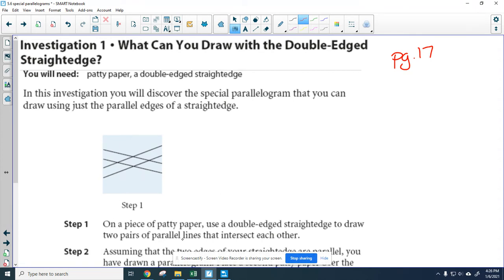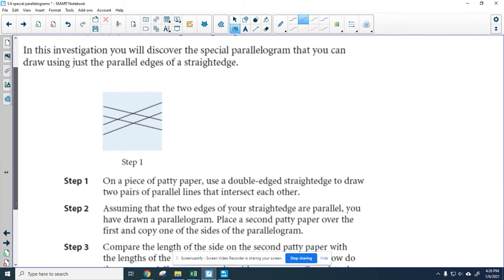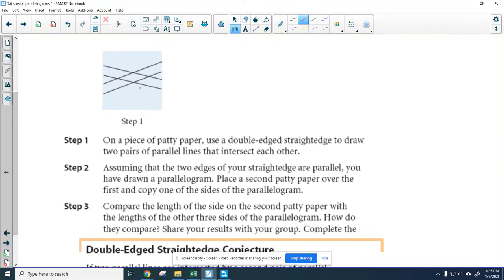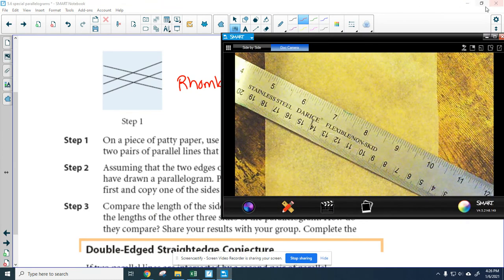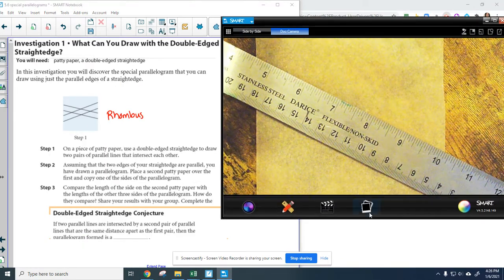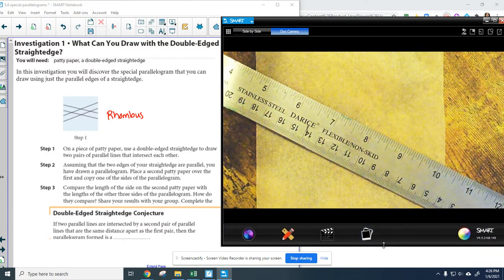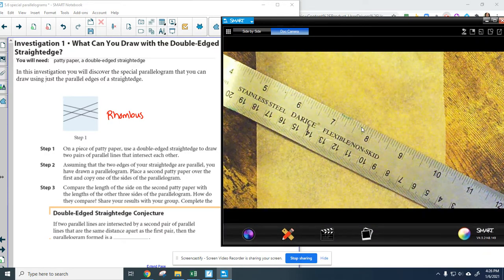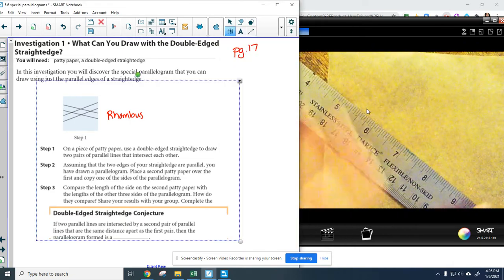So I like their instructions here, but this is kind of silly. They want you to just figure out what will be created. Our goal is to create a rhombus here, but we're going to use their little straight edge method to get these sets of parallel lines. Okay, so let's put this up here. Just enlarge it a little bit so it's not distracting you the whole time. Or me. Okay, so we're going to follow along with their instructions here. And we're going to use a double-edged straight edge, also known as a ruler, to draw 2 pairs of parallel lines that intersect each other.